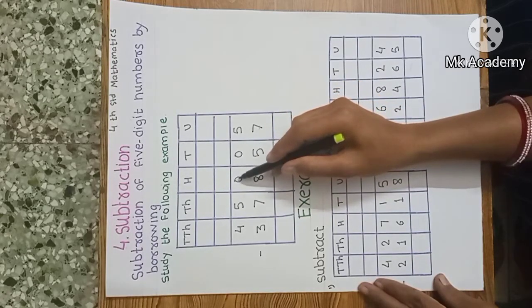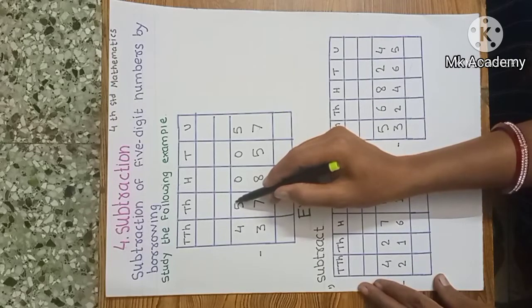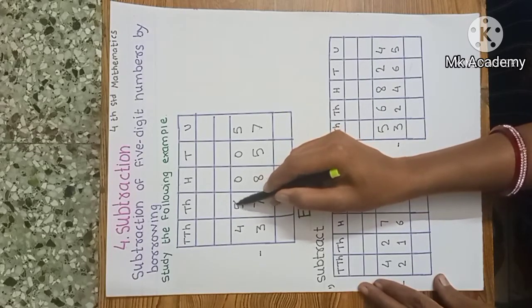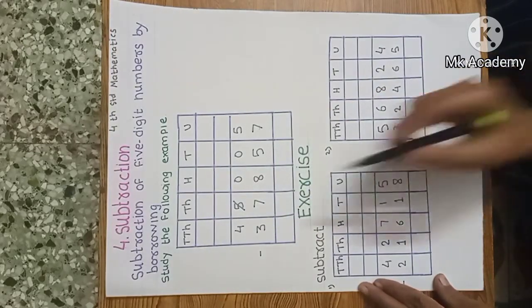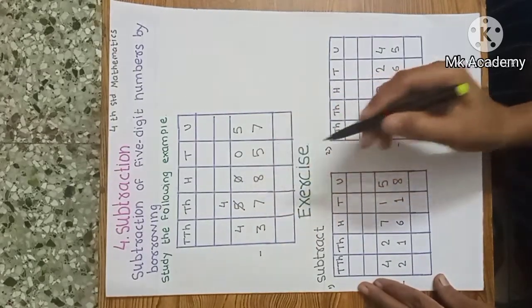Here there are 0 hundreds, so we cannot borrow. Now we borrow from thousands. Here in 5000 we can borrow 1000. How many thousands remain here? 4. Here we get 10.